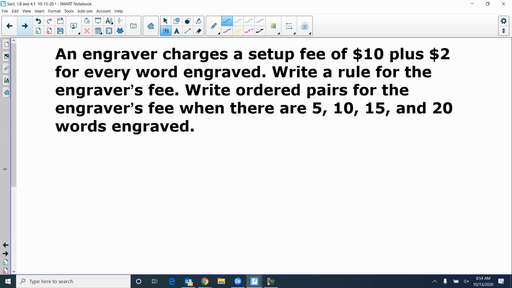Flip it over. Go on the back here. All right, go on the same thing. An engraver charges a setup fee of $10 plus $2 for every word engraved. Write a rule for the engraver's fee. Write ordered pairs for the engraver's fee when there are 5, 10, 15, and 20 words engraved. All right, what do you think a rule could be for his fee? Any ideas?